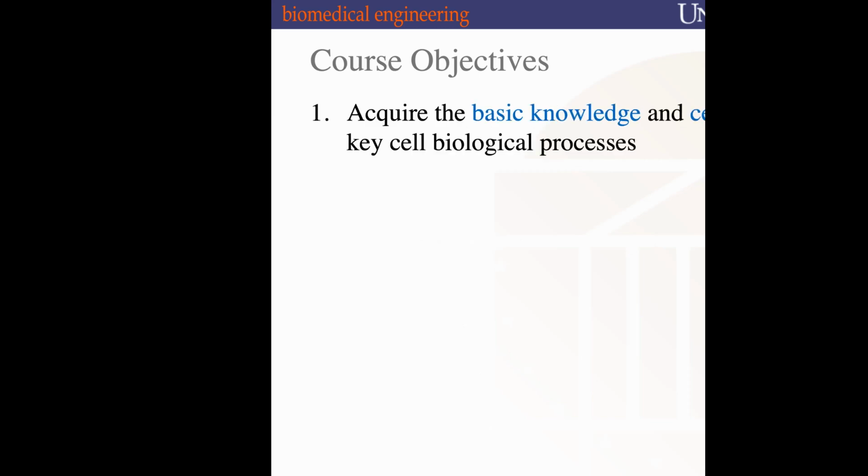The first course objective is to be focusing on acquiring the basic knowledge and central concepts for key cell biological processes. One of the first things I want to draw your attention to are that some of the words are in blue. Throughout this semester, we're going to be having key terms or key concepts that are going to be highlighted that we really want to try and draw your attention to, because there's going to be a lot of things that we're going to be discussing, but there are definitely some key things that we want you guys to focus in on that will be important for you in this class as well as for future courses.